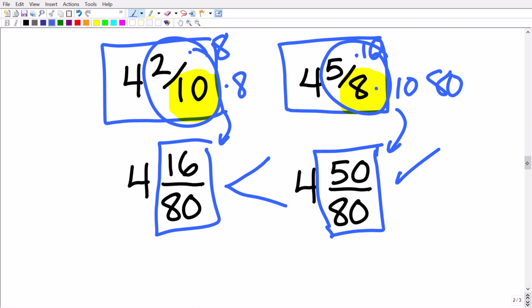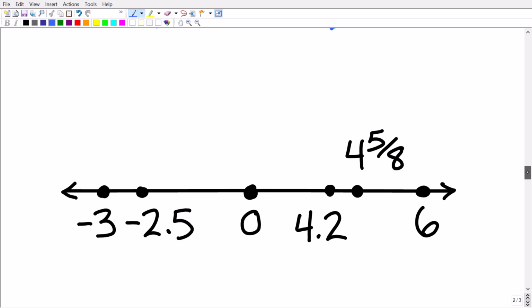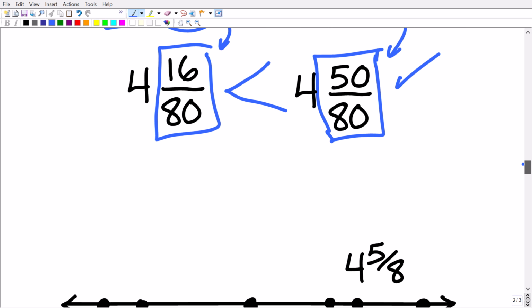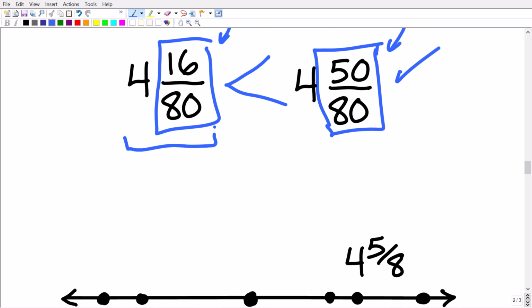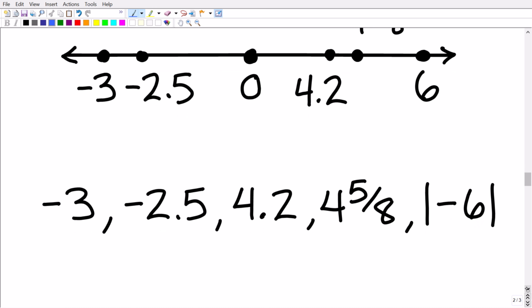Okay, so now that we understand which of these two values is the least and which is the greatest, we can go ahead and wrap up our problem. So right here, 4.2 is the same thing as 4 and 16/80ths. So this is, again, 4.2, right? We're just looking at it as a fraction. This is going to be lower in value than our actual fraction here, 4 and 5/8. So we're going to put 4.2 right here, and then we'll have 4 and 5/8, and then here is our 6. So our final list is this, okay?